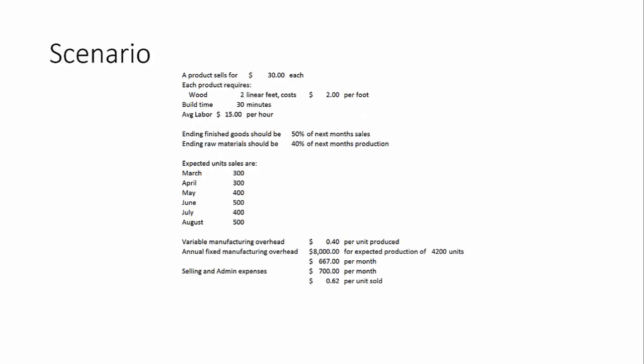So here's our scenario. We've got a whole bunch of information about sales price, raw material requirements, our average labor cost and build time, expected sales units, and some variable and fixed overhead components. So all of this is going to go into our scenario to actually build a budgeted income statement.